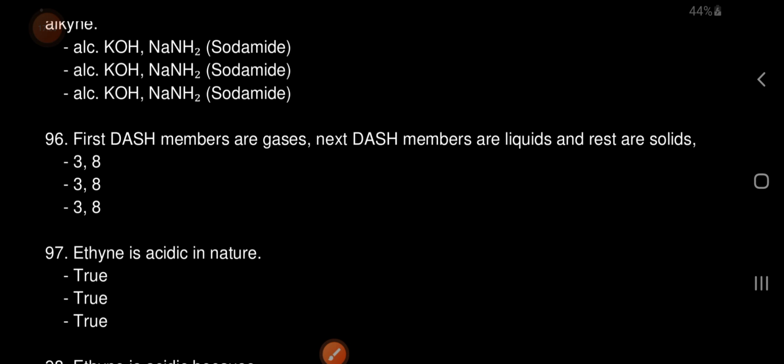First members are gases, next members are liquids, and the rest are solids. First 3 members are gases and next 8 members are liquids.